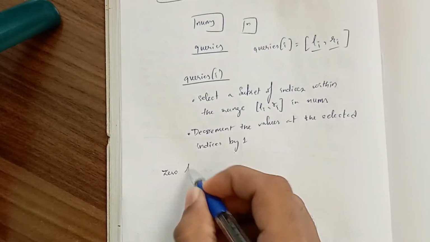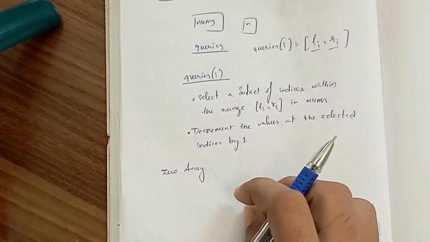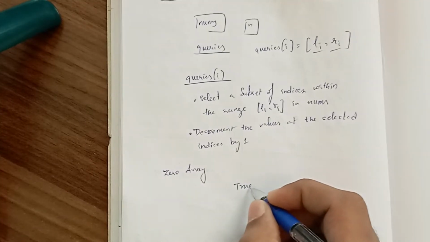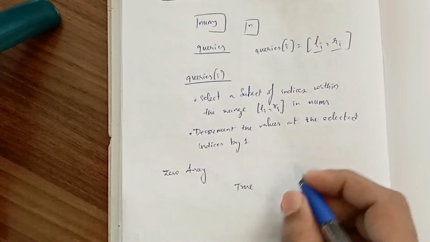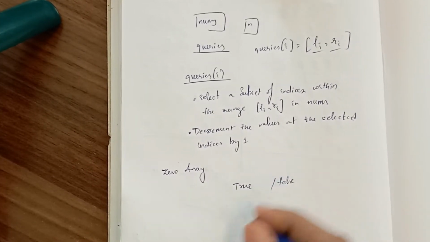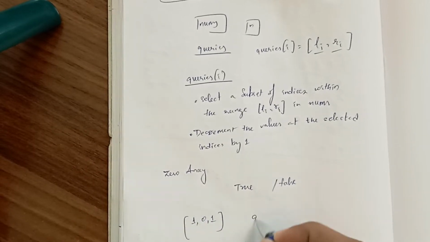A zero array is an array where every element is 0. So return true if it is possible to transform nums into a zero array after processing all the queries sequentially. Otherwise, return false.